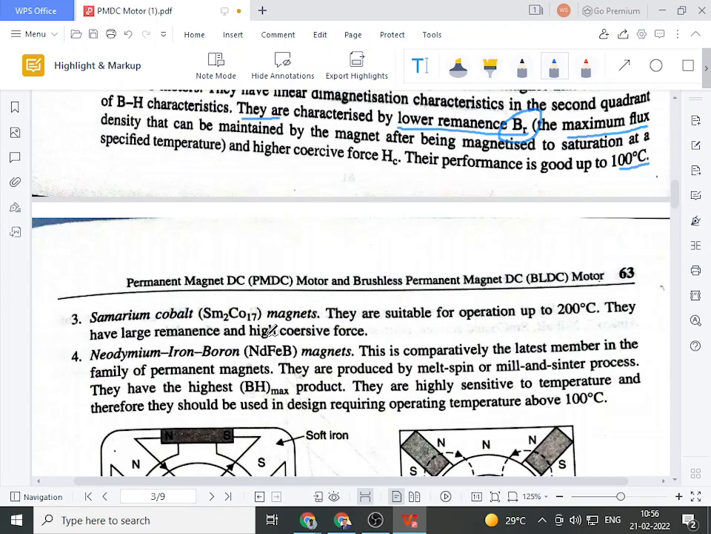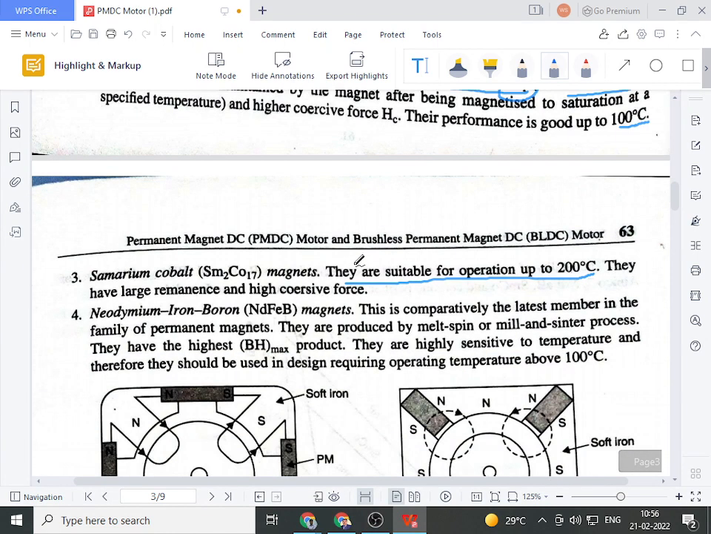The third one is the Sm2Co17 magnet, also known as the samarium cobalt magnet, which is suitable for operating temperatures up to 200 degrees Celsius. It has a larger remanence and higher coercive force than the conventional Alnico magnet as well as the ceramic magnets. The last type is neodymium iron boron, NdFeB magnets, which are comparatively the latest member of the family of permanent magnets.